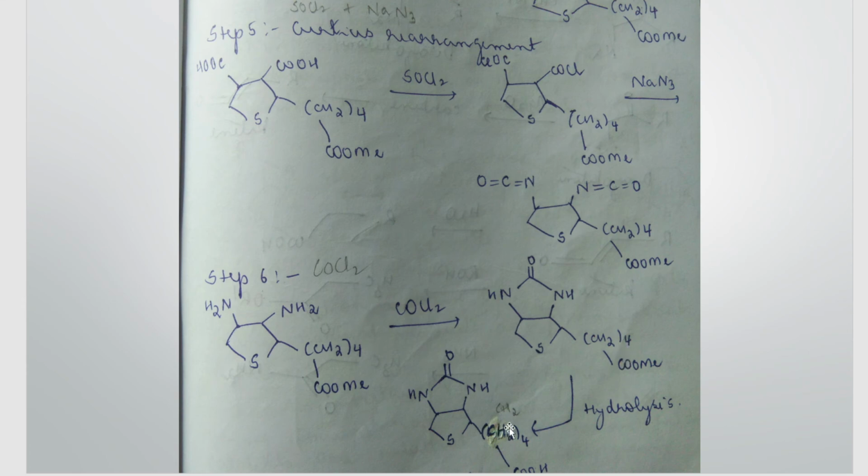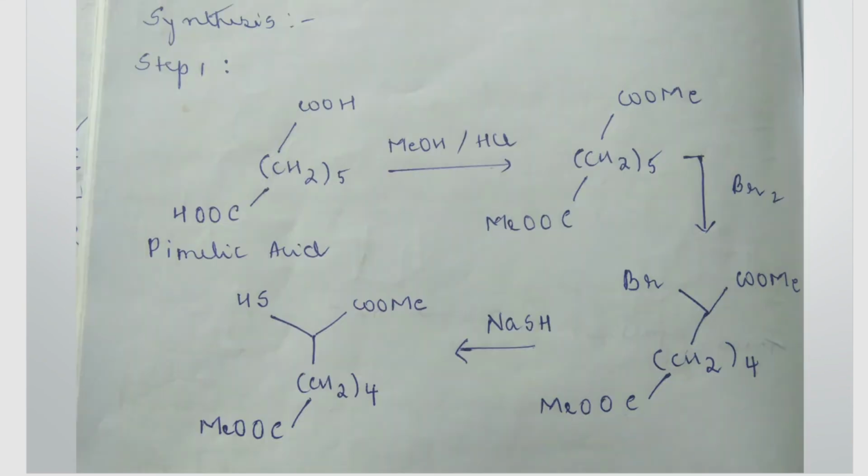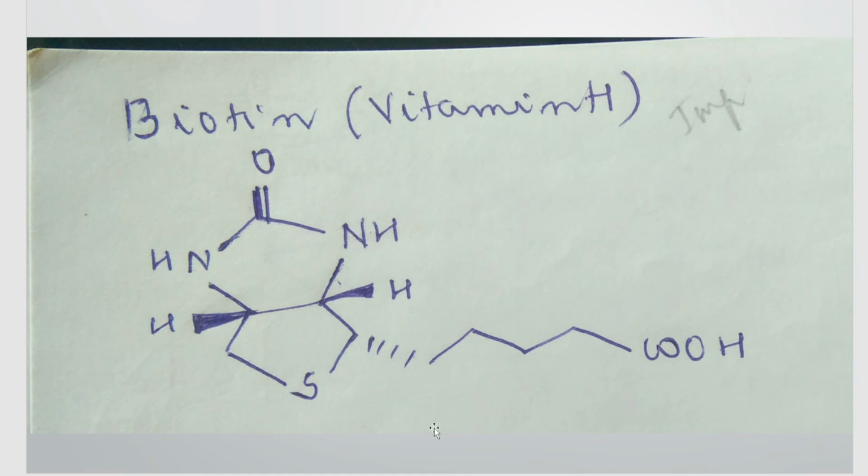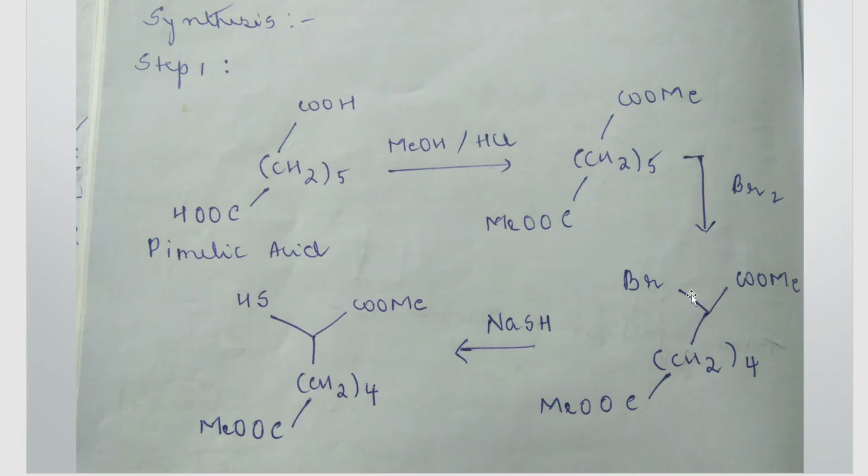That hydrolysis is done in order to convert this methyl group Me to H. So we get COOH and (CH2)4 COOH. So this is our final product, which is nothing but your biotin molecule. So this is how it looks. Correct, no?